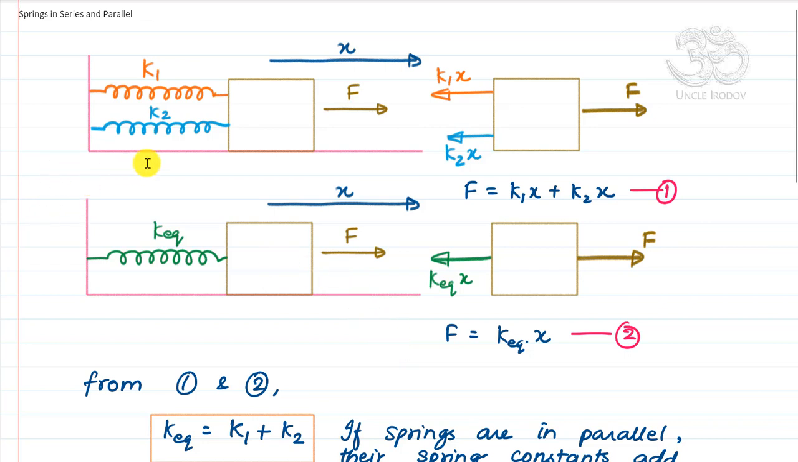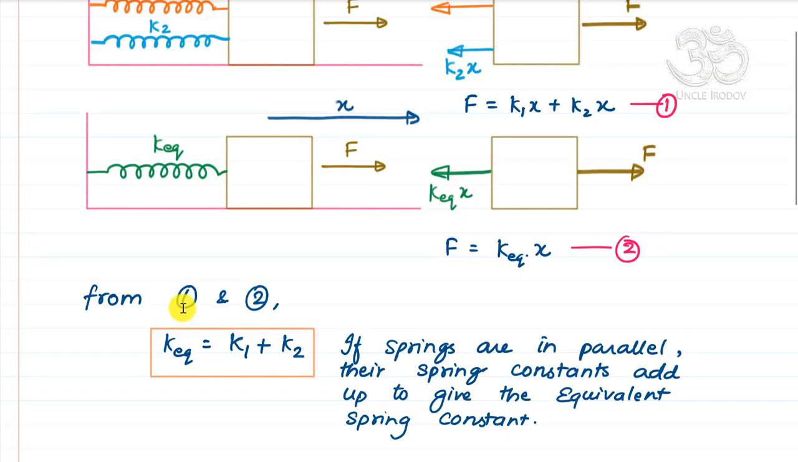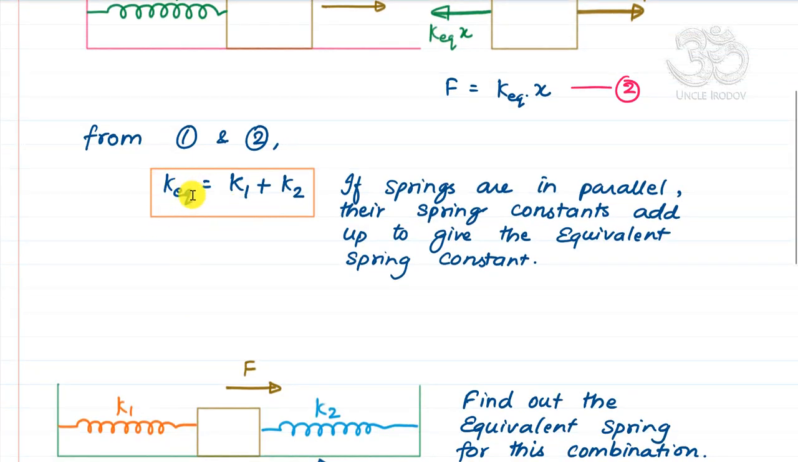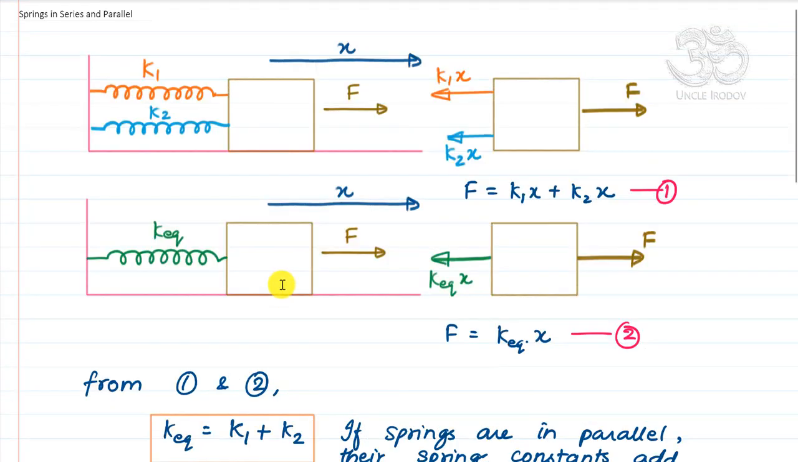We were dealing with springs in the previous class, people, and we saw how to find the equivalent spring constant in parallel. Whenever the springs are in parallel, in order to find K equivalent, you have to add up the individual Ks. So for a two spring case, K equivalent is equal to K1 plus K2.